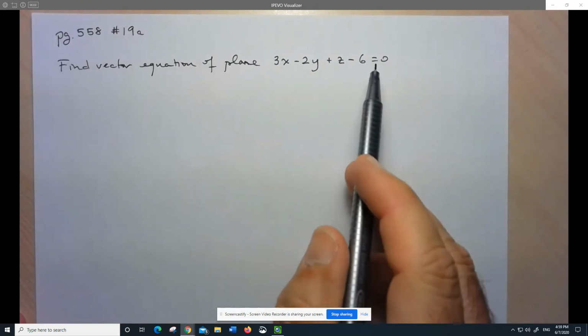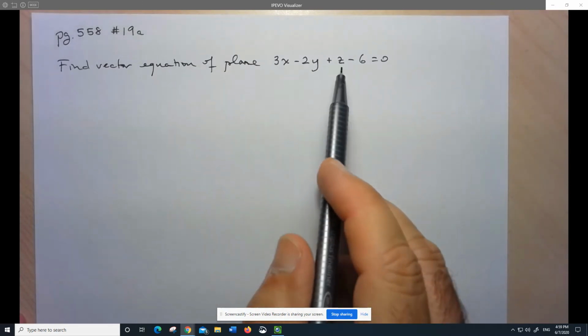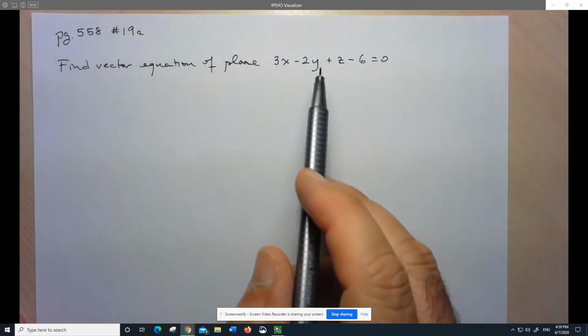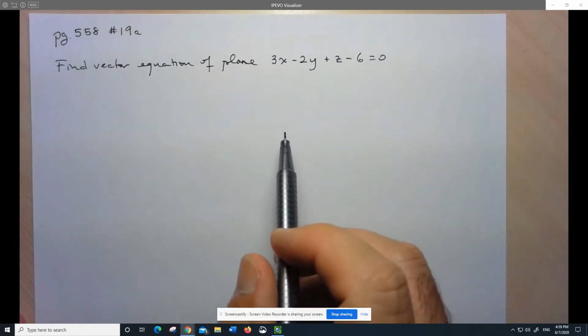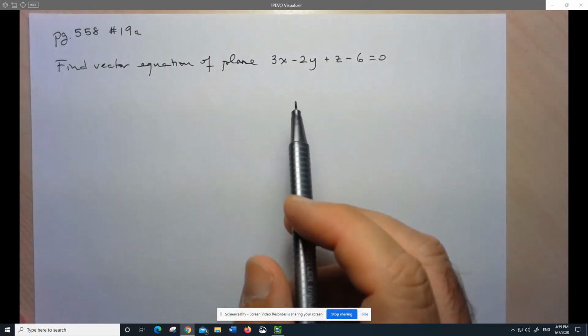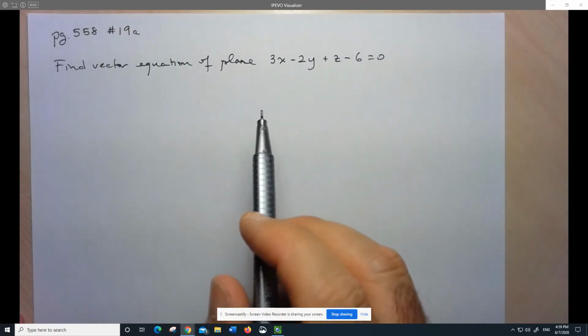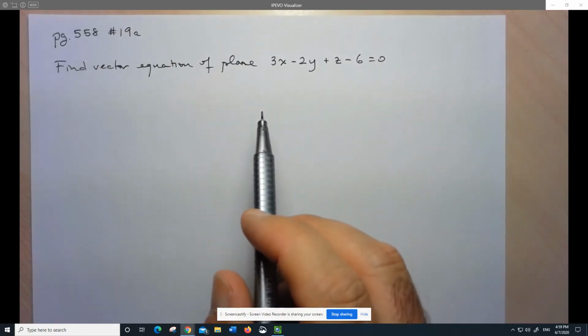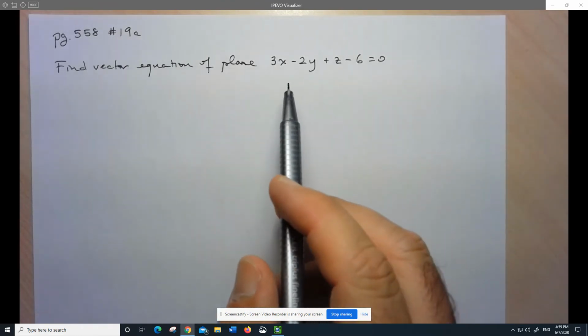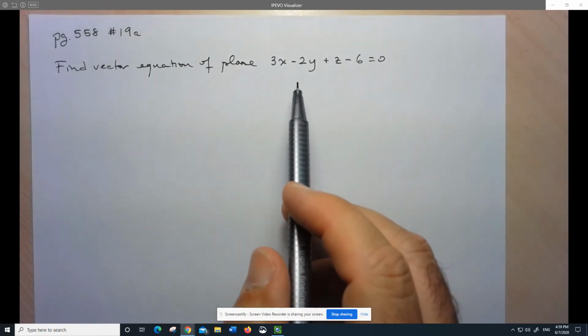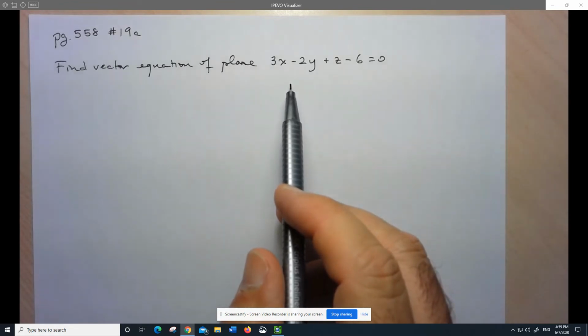That's easy to find. Just pick any two of these variables and then solve for the third. And we need two direction vectors. The easiest way to come up with direction vectors is actually to come up with more points, because if we find 3 points, we can then create direction vectors using those 3 points. Ideally, I'd like points that are nice and don't involve fractions.